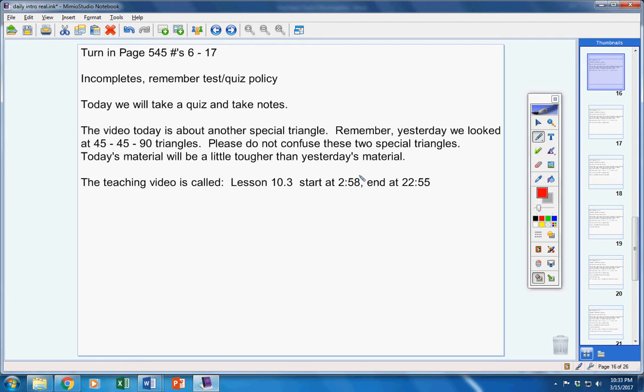We're going to start it at 2:58 and end it at 22:55.